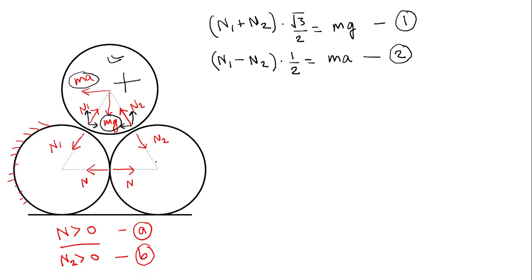Now let us come to this ball. We don't need the vertical equilibrium condition because it is moving only in the horizontal direction, so we will consider only the horizontal motion. I forgot to mention that one pseudo force is also acting here, which is MA. Now you apply N, N2 and MA.